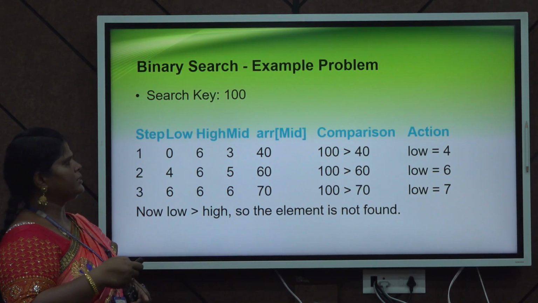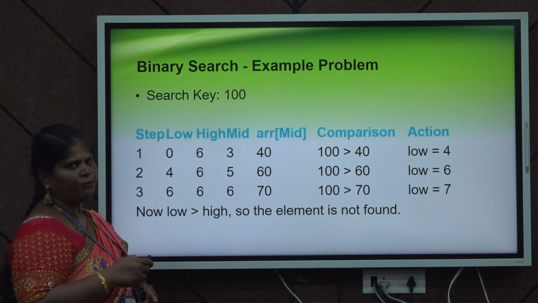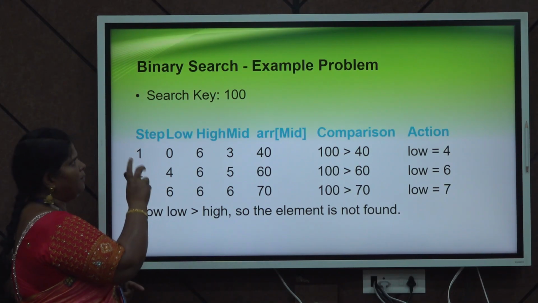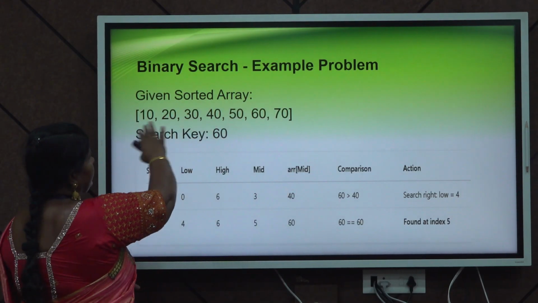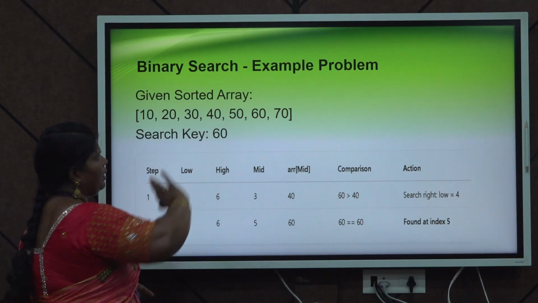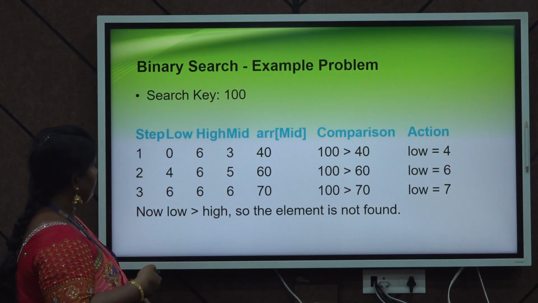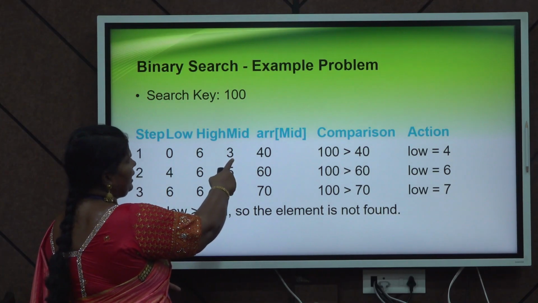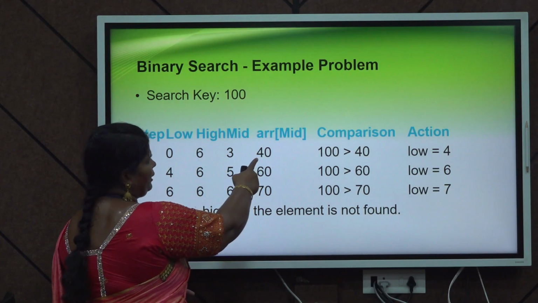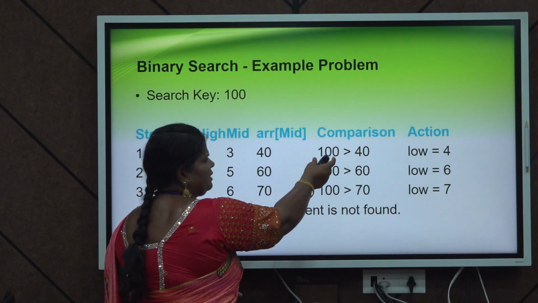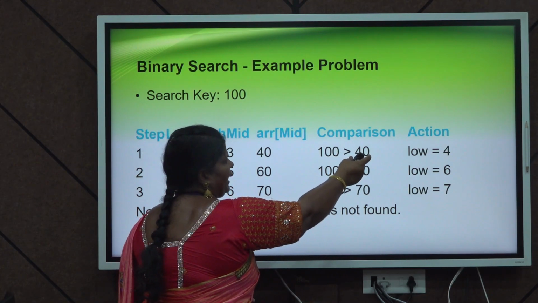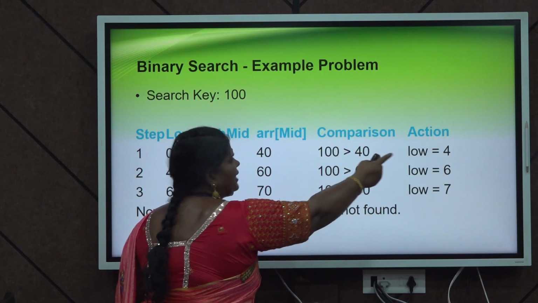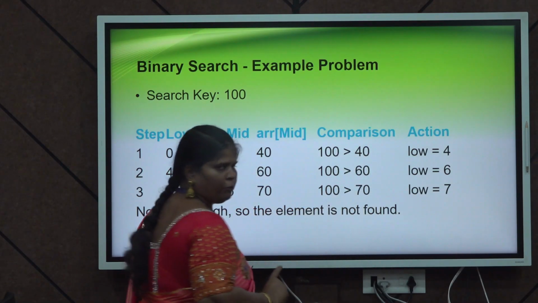Next we are going to search for 100. We are going to take the same example with the same values. So here low value is 0, high value is 6, mid value is 3, array of mid contains 40, my comparison value is 100, and my array value is 40. Your key value is greater than 40, so you have to set low equal to 4.